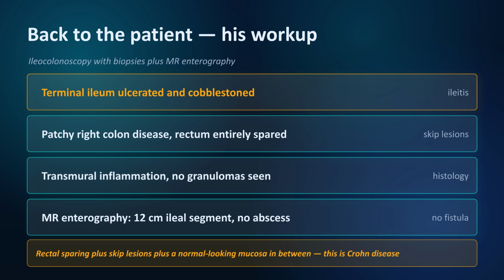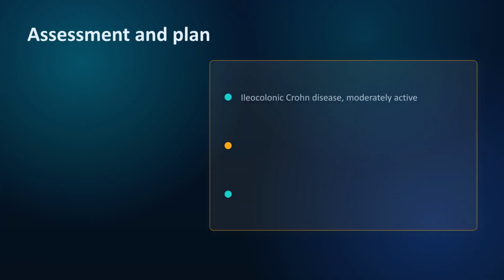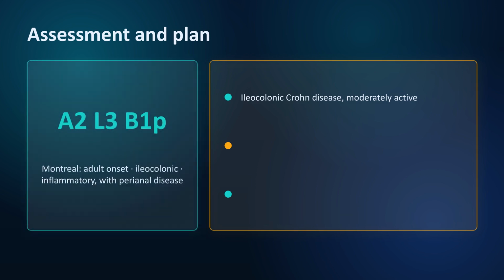Now put it together. Rectal sparing, skip lesions, and normal mucosa in between. This is Crohn disease. The terminal ileum was successfully intubated, which is the step that made this diagnosis possible. So the assessment and plan. Ileocolonic Crohn disease, moderately active. In Montreal terms, that is A2, adult onset, L3, ileocolonic, and B1 with a P modifier, inflammatory behavior with perianal disease.